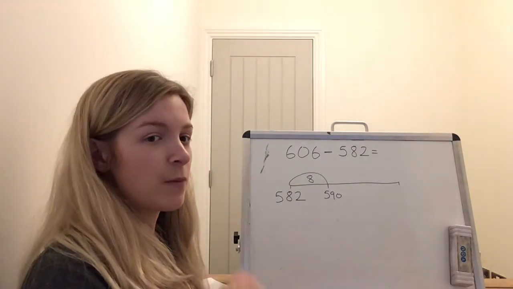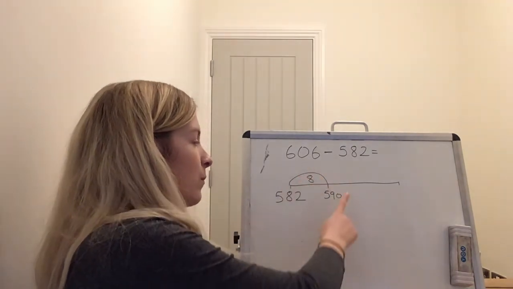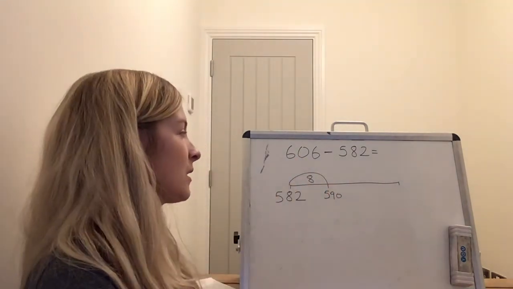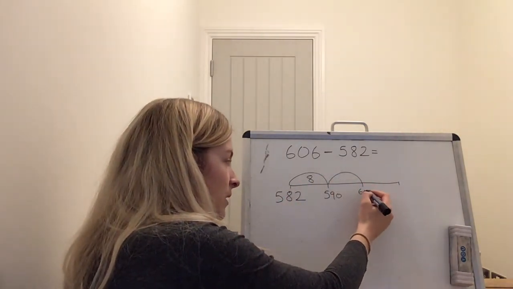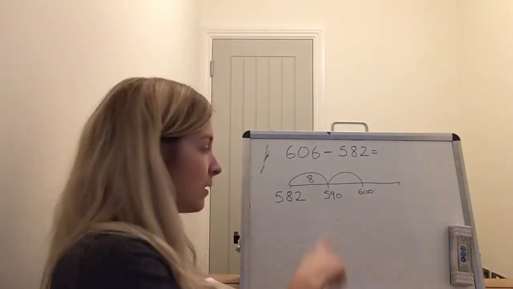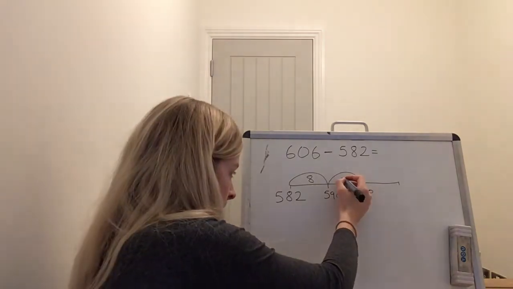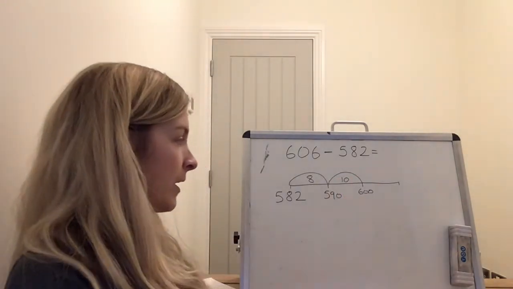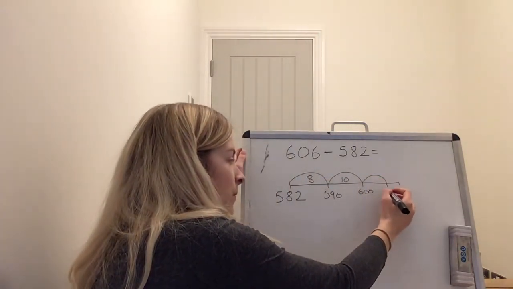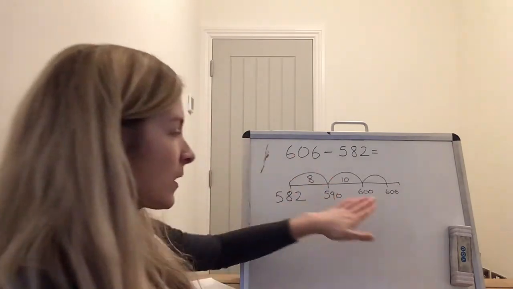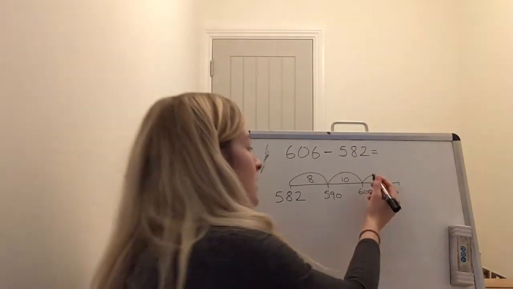Okay, let's jump forward to the next multiple of 10 because we still need to find the difference between 590 and 606. So, jumping forward to the next multiple of 10, that would have taken us to 600. That time, 590 to the next 100 is 10. And then 600, still need to get to 606, so a slightly smaller jump this time to 606. 600 to 606, the difference is 6.